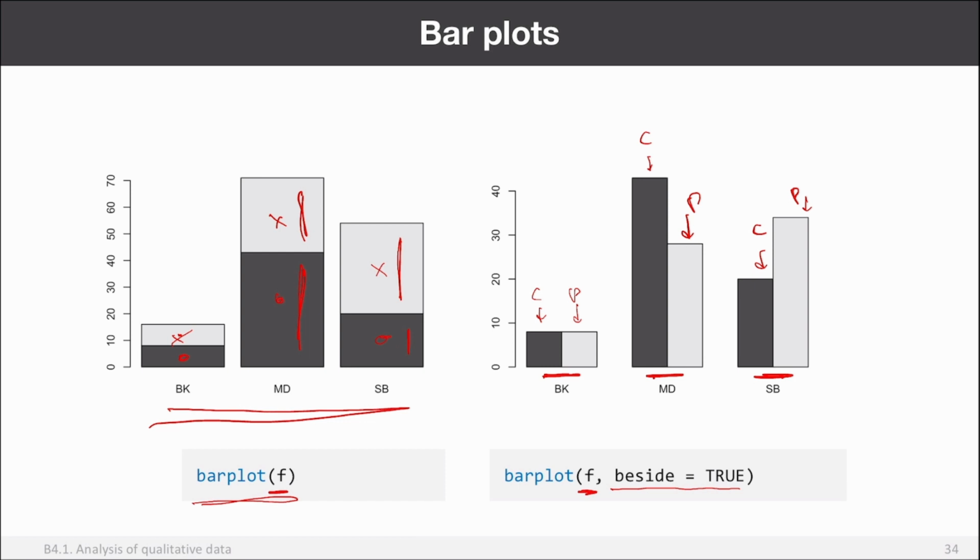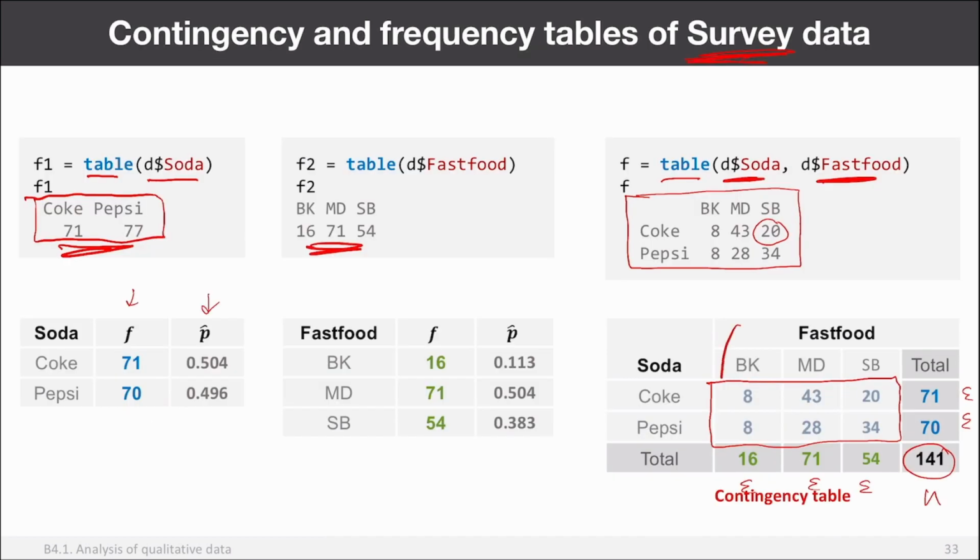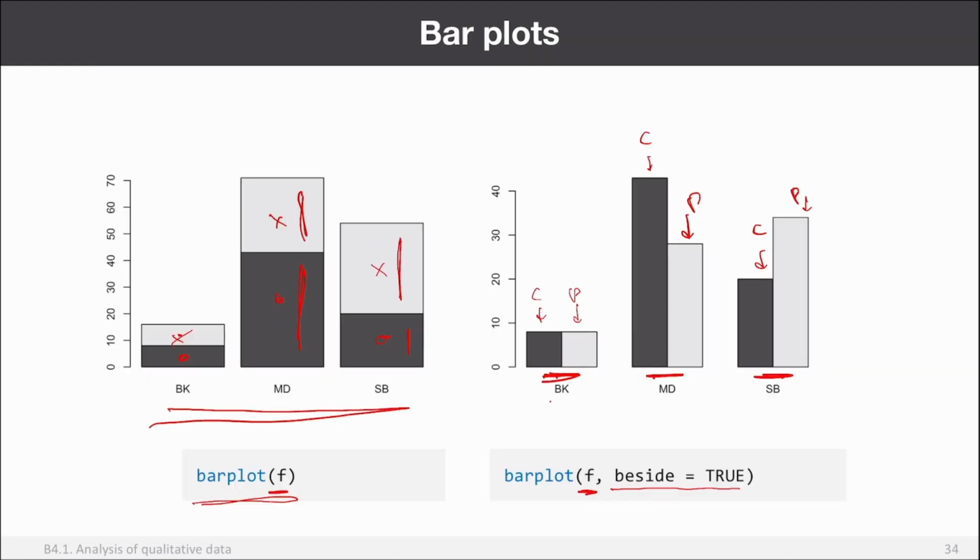You can see that in this case I have 3 pairs of bars. It means that it takes every column of your contingency table. So this will be 1 set of bars, this will be the 2nd set of bars, this will be the 3rd set of bars. So you will see as many sets of bars as many columns you have.